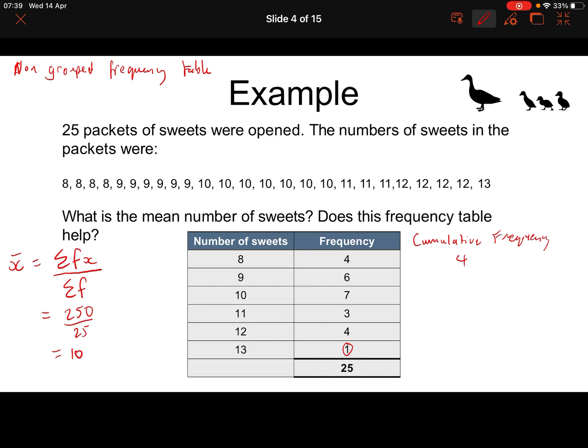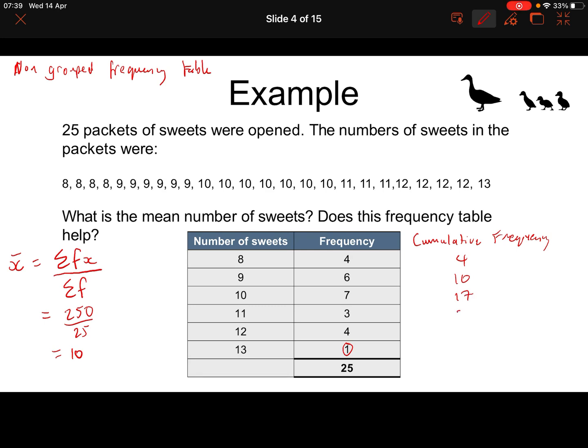How many numbers up to 9? Well, that would include 8 and 9. How many numbers up to 10 would include how many numbers for 8, 9 and 10? So that would be 17. You see what I'm doing? I'm just adding on the frequency each time.